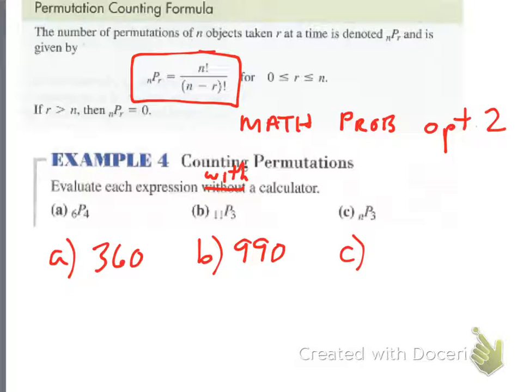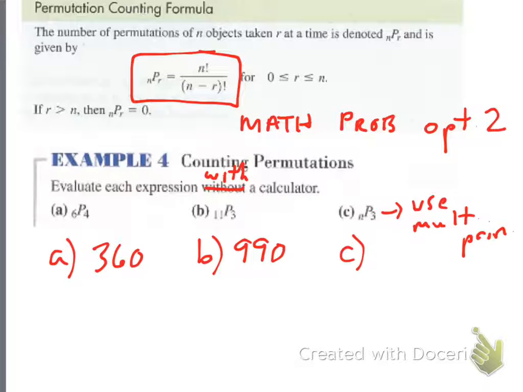Now for C, you can't plug N into the calculator. So what you have to do here is use your multiplication principle. What does that mean? Well, you have N objects, and you're choosing 3 of them.